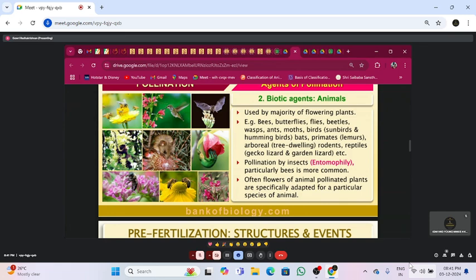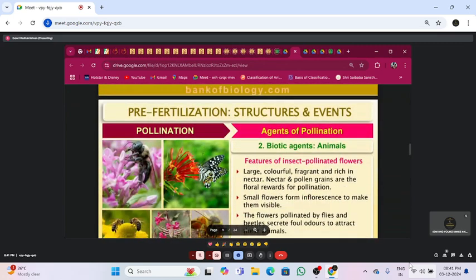Pollination by insects is entomophily. Particularly bees are more common. When plants depend on entomophily, they have to give them some incentive like nectar, which brings them to the flower. The pollen grains are very sticky, so once the insect sits on the flower, it sticks, and when it goes to the next plant, the pollen grain is transported to the stigma of another flower.